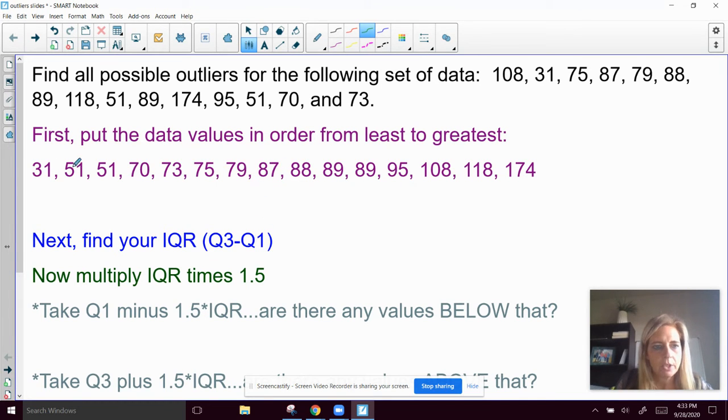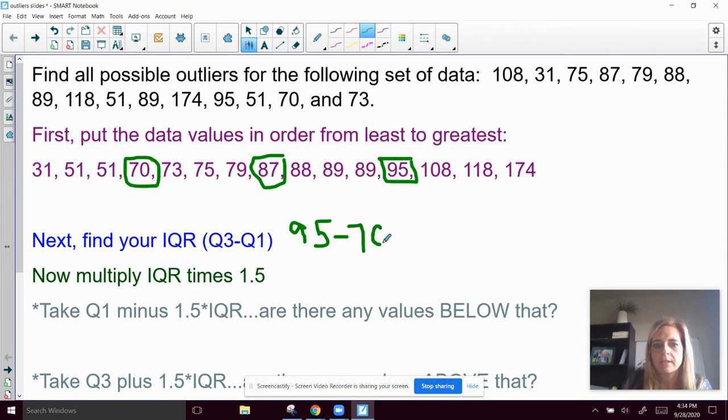By hand, I count there are 15 values. So as I go to my center, 87 is my median. Now to find quartile 1, I need to find the median of my lower half, which is 70. Quartile 3 is the median of my upper half, which is 95. So quartile 3 subtract quartile 1 would be 95 subtract 70. Let's see if Desmos agrees with us.